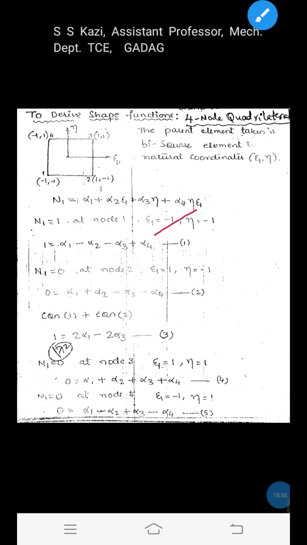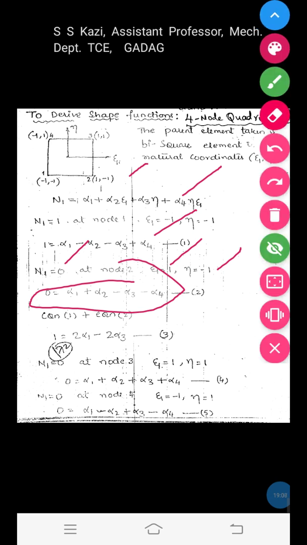Alpha 1 minus alpha 2 minus alpha 3 plus alpha 4 is equal to 1. Next, say at node 2, n1 is 0 and zeta is equal to 1 and neta is equal to minus 1. If we substitute this condition into this equation, we will get alpha 1 plus alpha 2 minus alpha 3 minus alpha 4 is equal to 0.